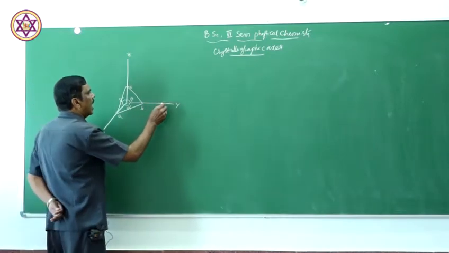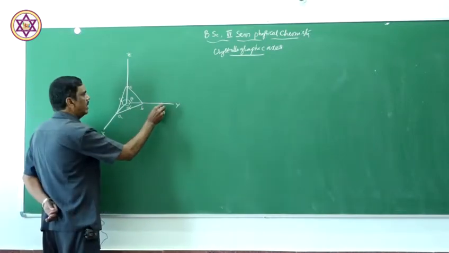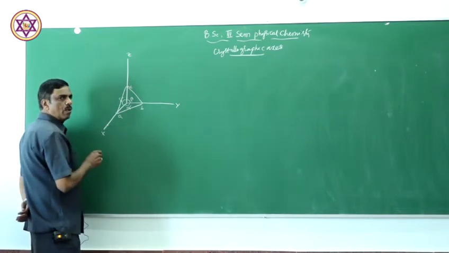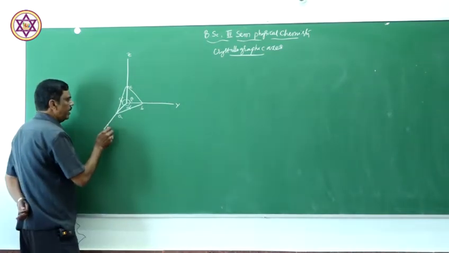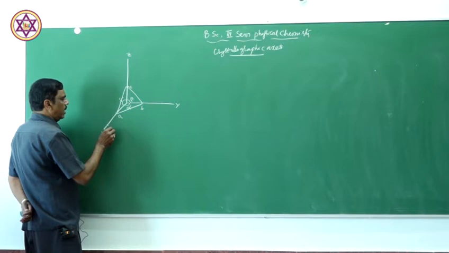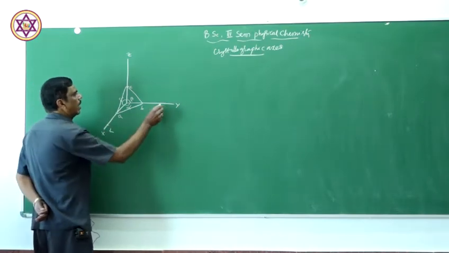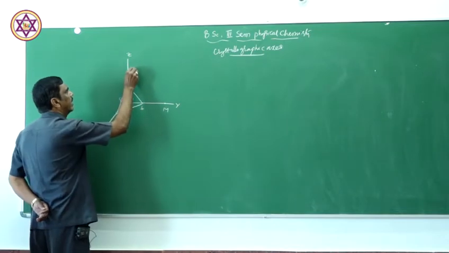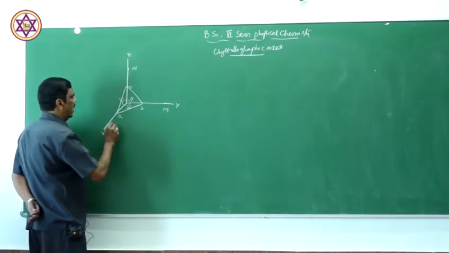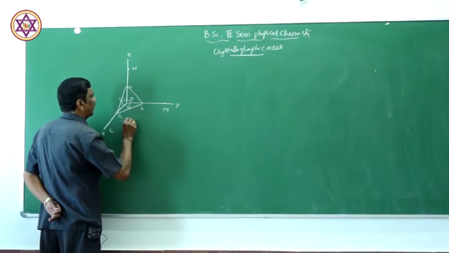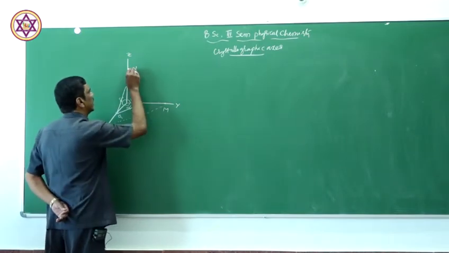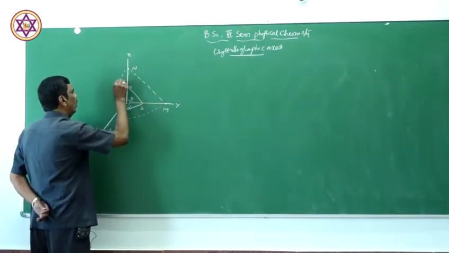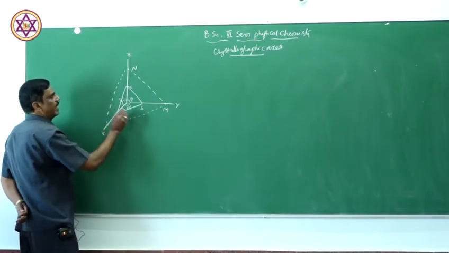Now, consider another face which is away from the unit length. Let it be L, M in the y direction, N. LMN is another face of the crystal. Now, the unit length is A.